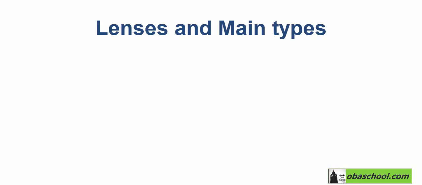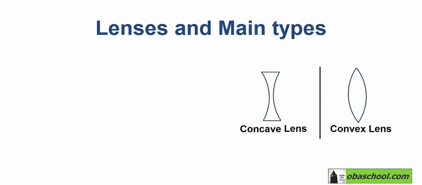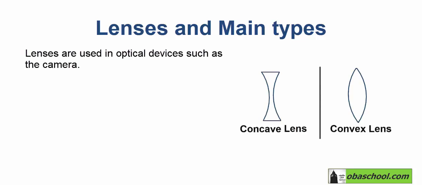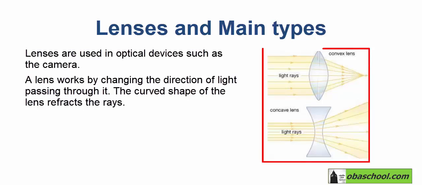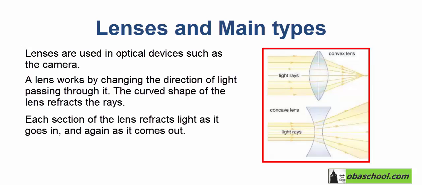Lenses. We will learn in this video about lenses and its main types. Lenses are used in optical devices such as the camera. A lens works by changing the direction of light passing through it. The curved shape of the lens, as you can see, refracts the rays. Each section of the lens refracts light as it goes in and again as it comes out.